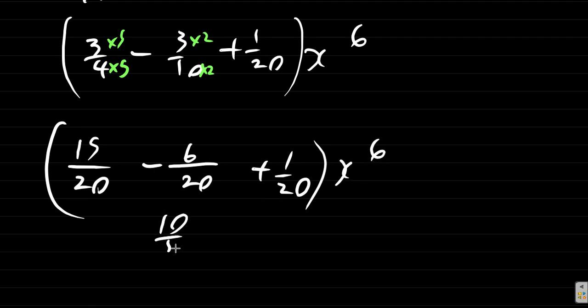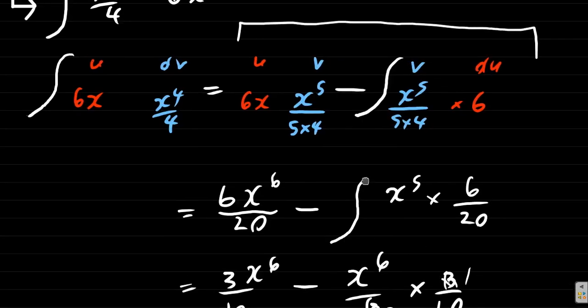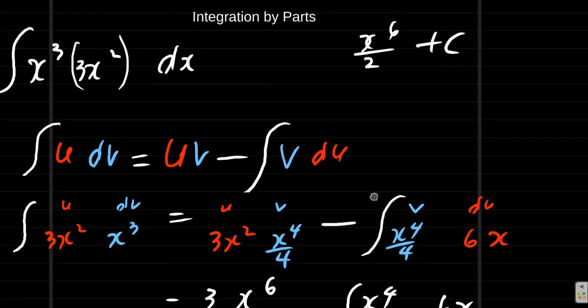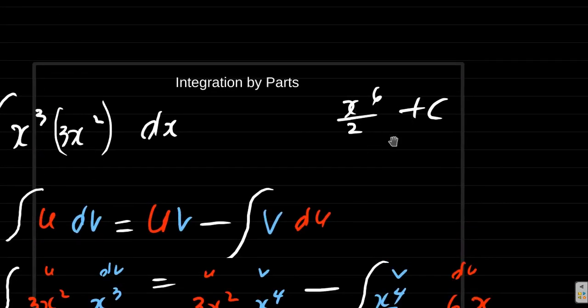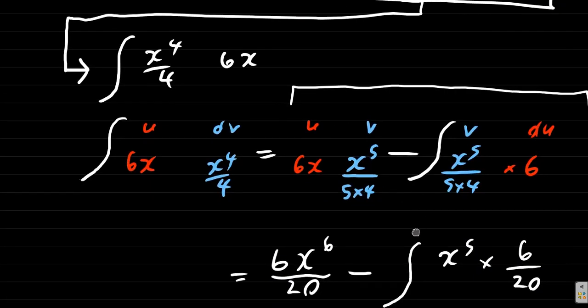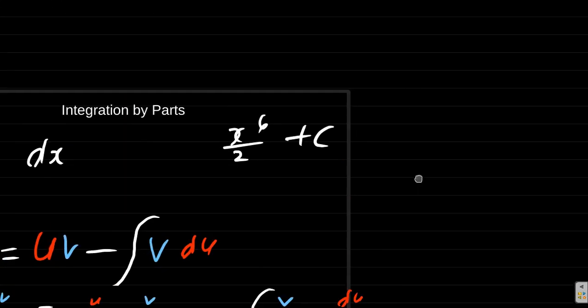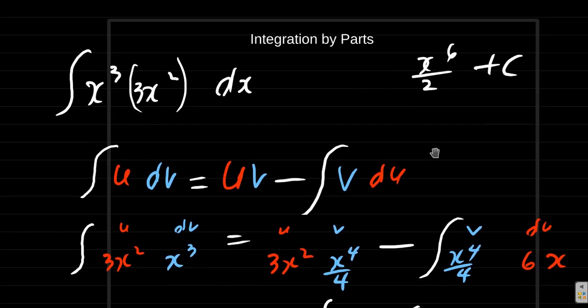So it's 10/20 x to the 6, and 10 over 20 is a half, which is the same as x to the 6 over 2, right? Plus c when we finish. So here, x to the 6 over 2 plus c. So what we did was use integration by parts, but we did not simplify anything. So integration by parts gave us the same solution.